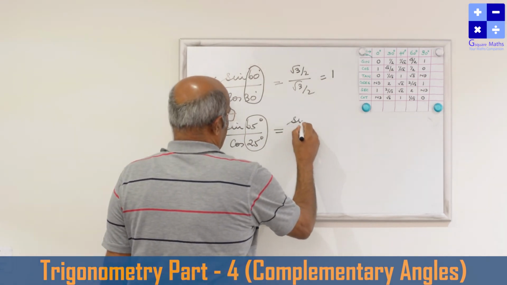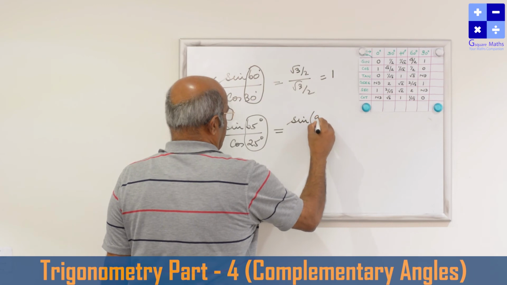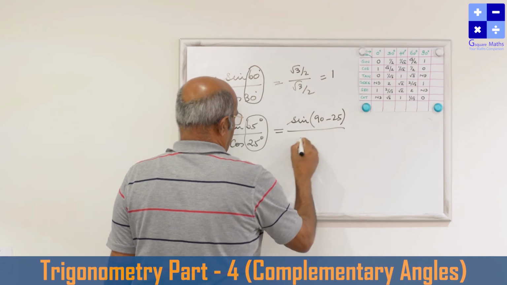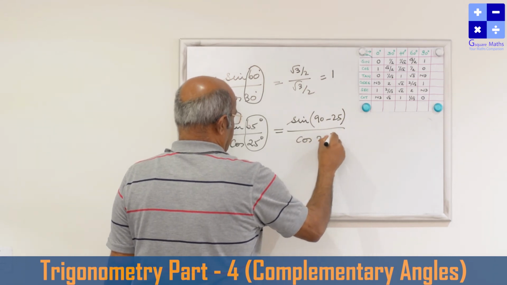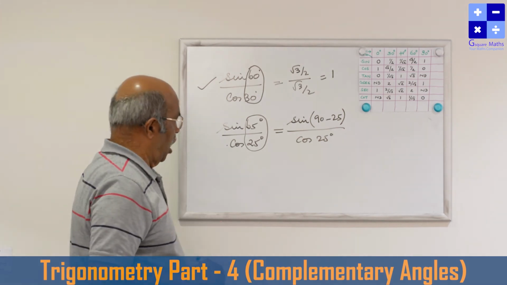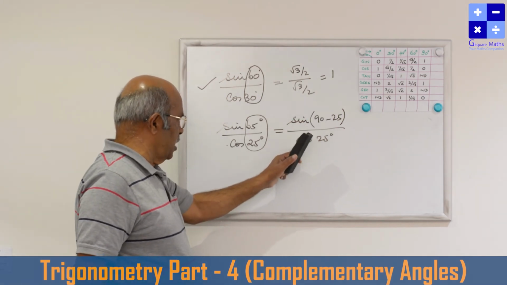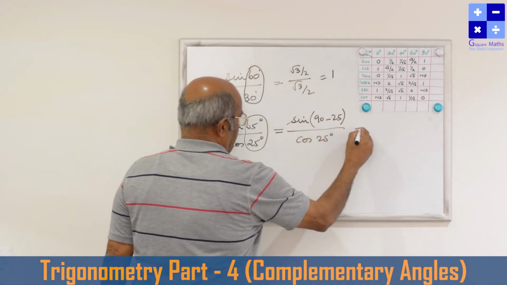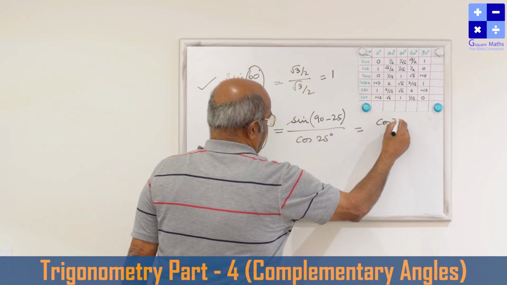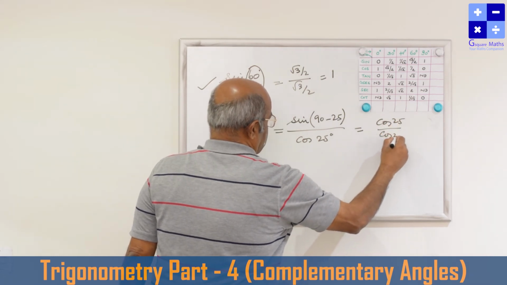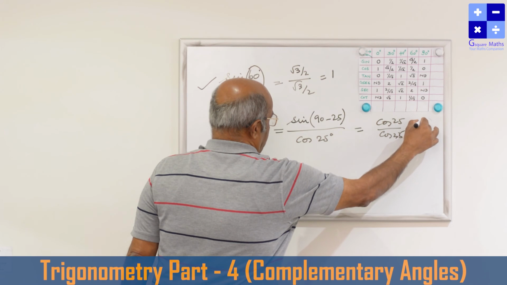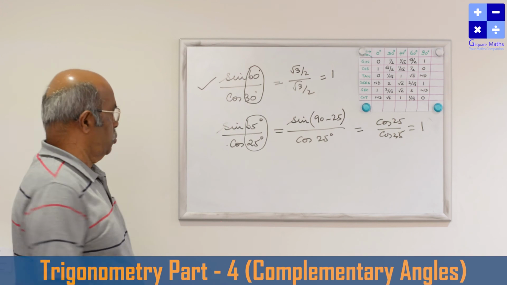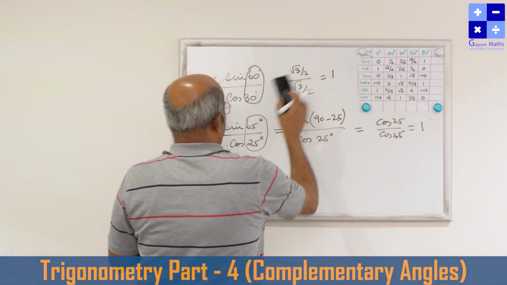So sin 65 can be written as sin 90 minus 25 by cos 25. This I am keeping as it is. Otherwise you can write sin 65 by cos 90 minus 65. Now come, sin 90 minus 25 is nothing but cos 25. So cos 25 by cos 25 is 1. So this is 1.